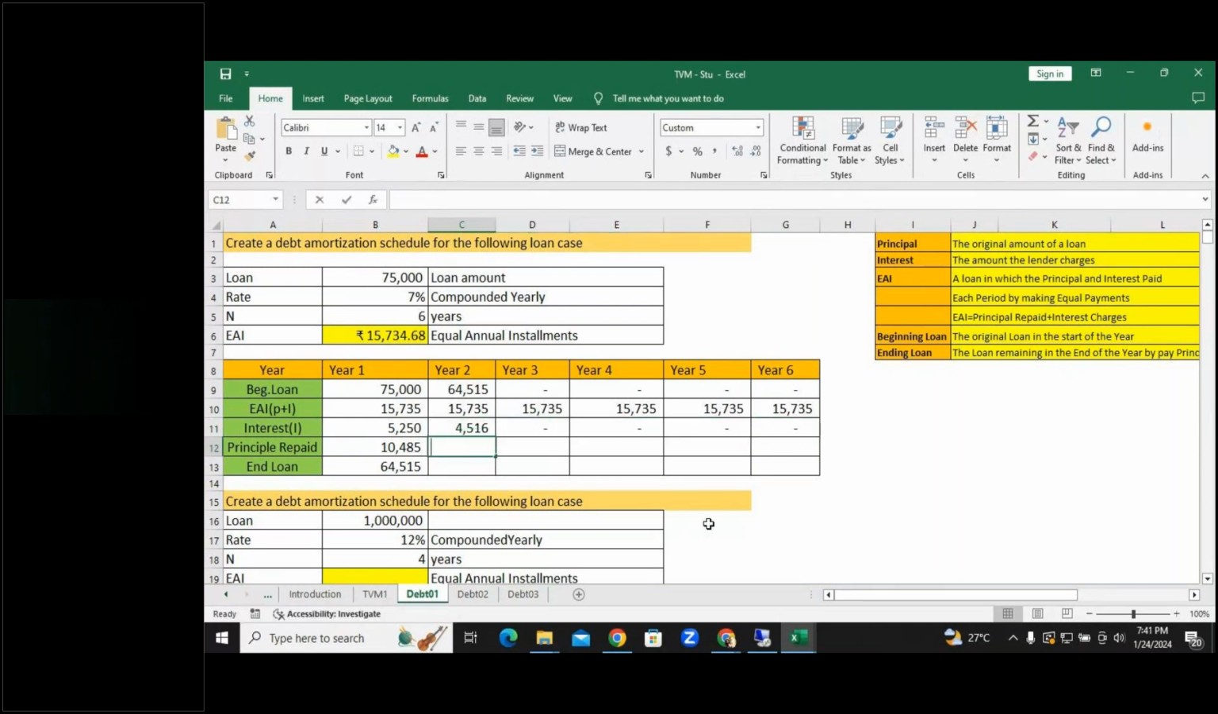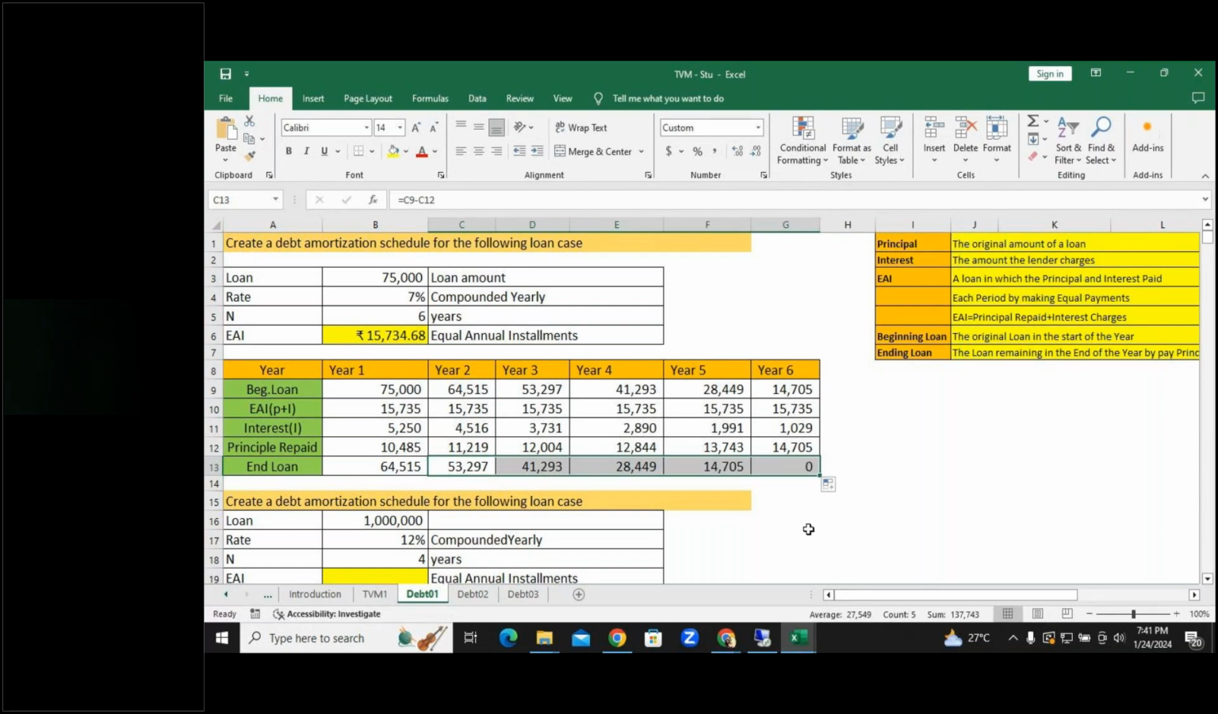Now principal repaid equals EAI minus interest. Enter. So I'll come here and I will drag it towards my right. So here equals beginning of the loan minus principal repaid. I'll come here and so my calculation is done.